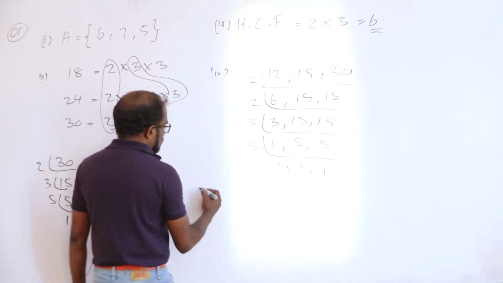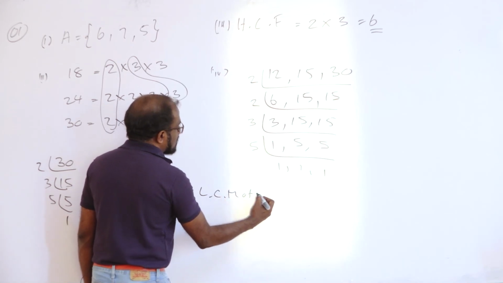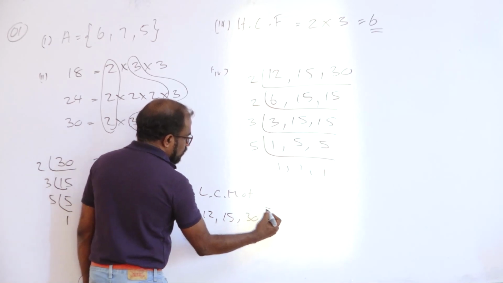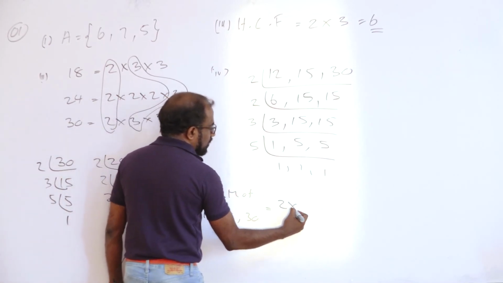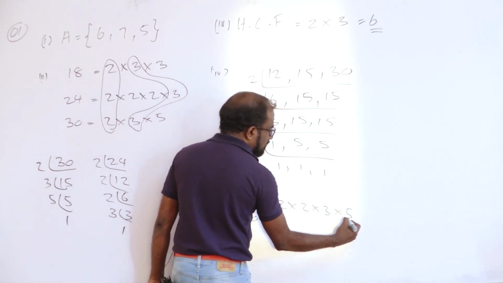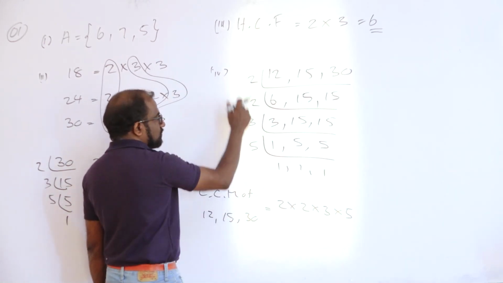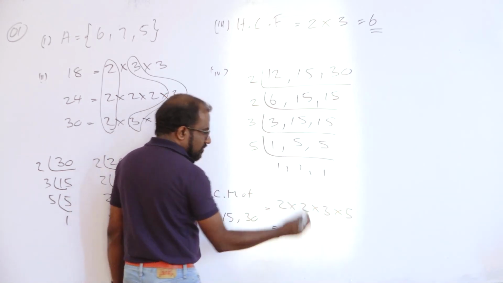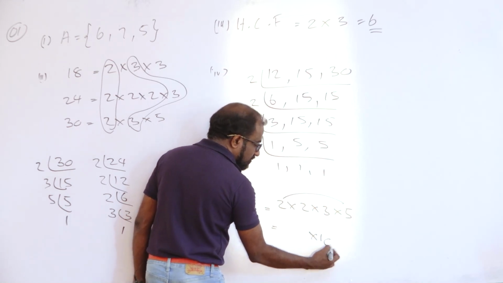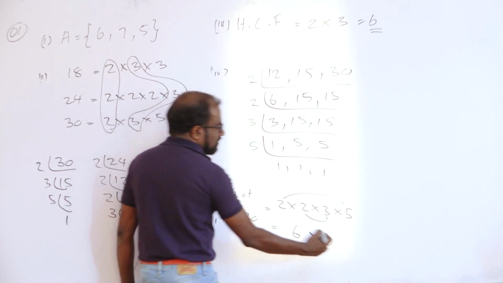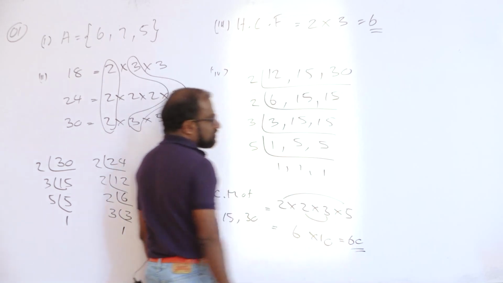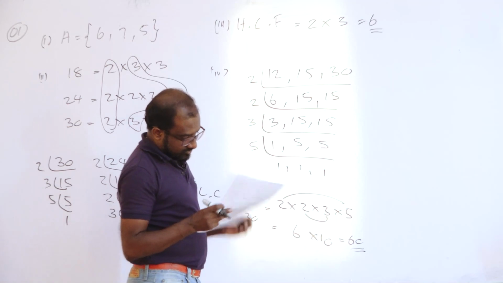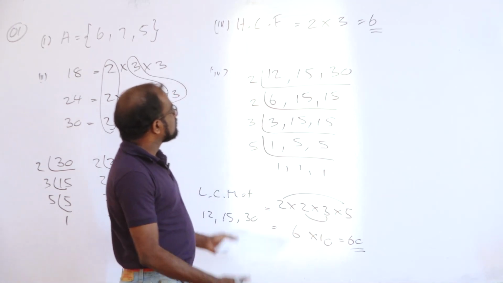What is the LCM of these three numbers? 12, 15, 30. What is the answer? 2 times, 2 times, 3 times 5. Right? 2 times 5, 10. 2 times 3, 6. Easy. 6 times 10. The least common multiple of these three numbers is 60. Right. So that's all.